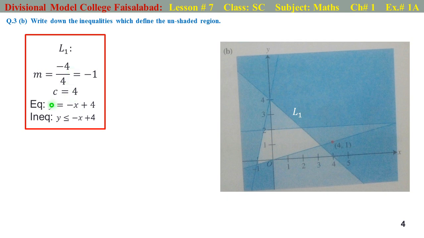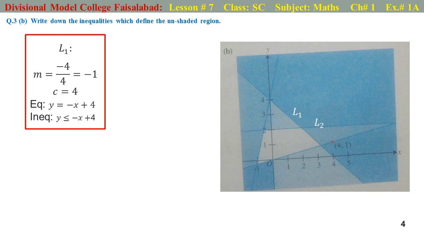Using these values in y is equal to mx plus c, we will write the equation, which is y is equal to -x, because gradient is -1, so it is -x plus 4. Now to write the inequality, we will look at the shape of the line. Shape of this line is solid and region below this line is defined, so we will replace this sign of equality with less than or equal to sign.